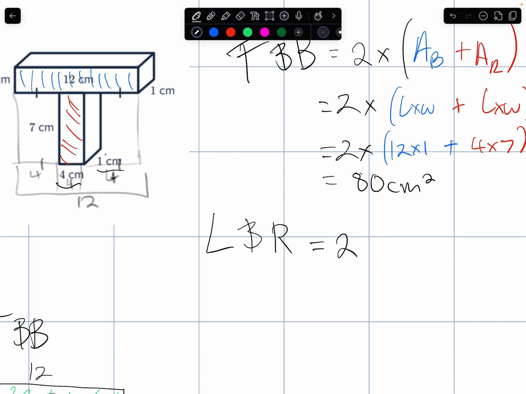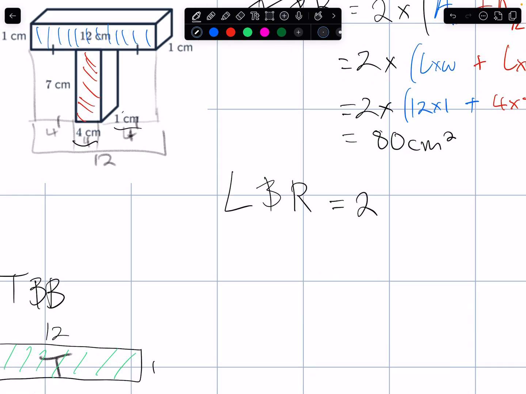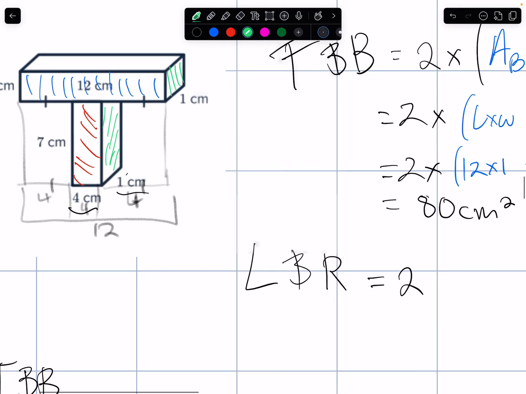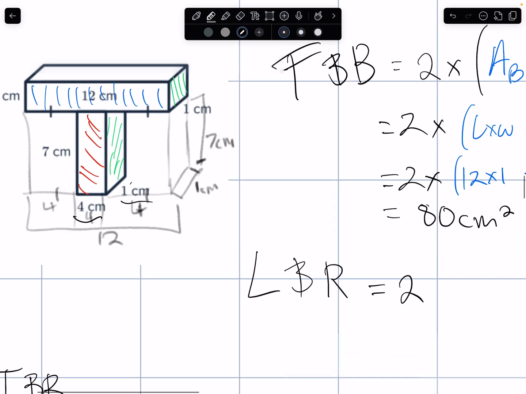Now, it's the exact same thing that is happening down here, where you have this face, you have this face. Now, what I can say is I know this length here is 1 centimeter. And I know that this height here is 7 centimeters. And I know that this height here is 1 centimeter.